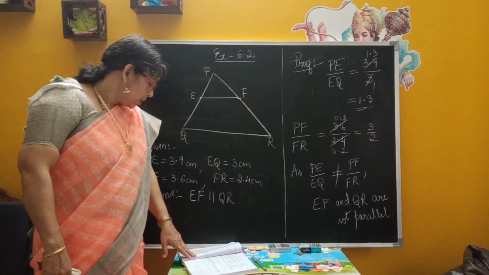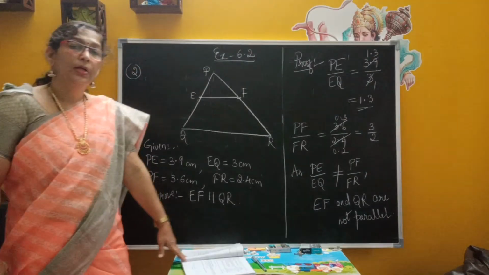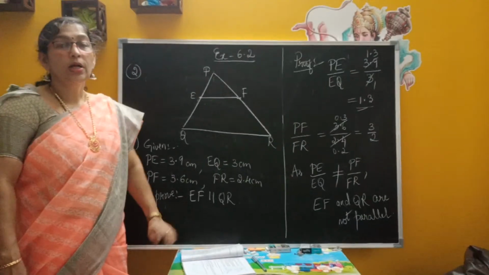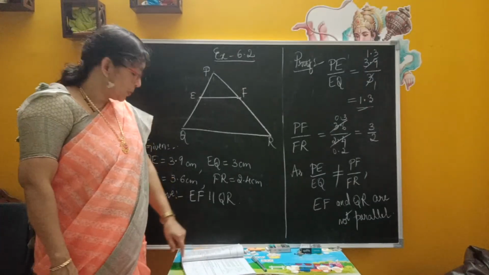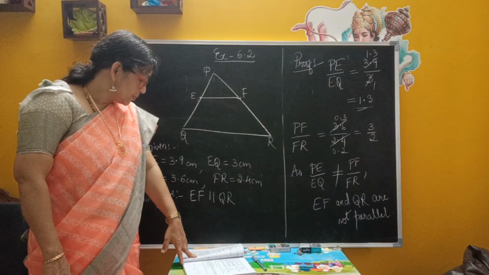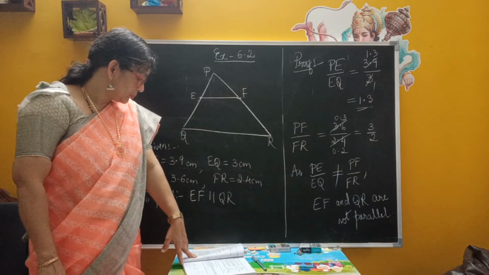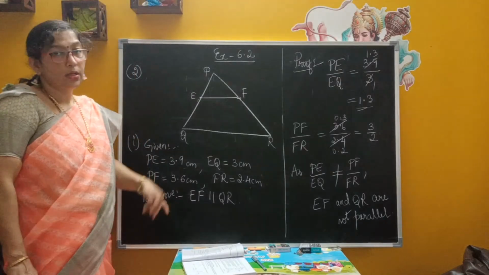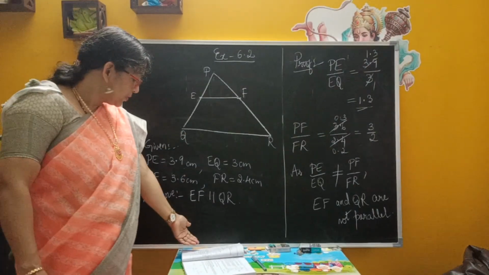This is the way you can find whether the lines are parallel or not, using the converse of the basic proportionality theorem. Now let us go with the third problem, third main. Two more sums are given here.